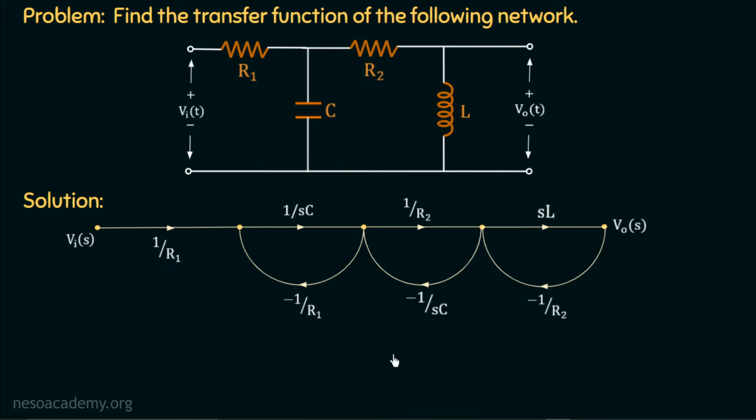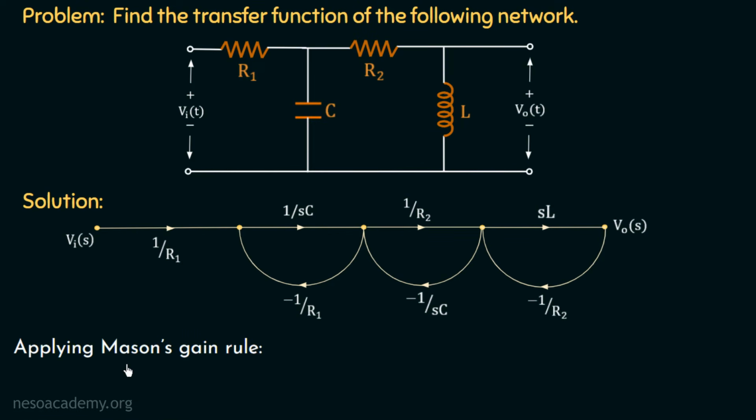Now, as we have the signal flow graph, we can now apply the Mason's gain rule in order to find out the transfer function. So applying the Mason's gain rule, firstly we have to calculate the forward path gain P1, which is the product of these four branches. It will be equal to 1/R1 multiplied with 1/SC multiplied with 1/R2 multiplied with SL.